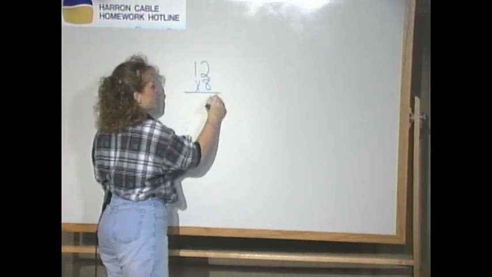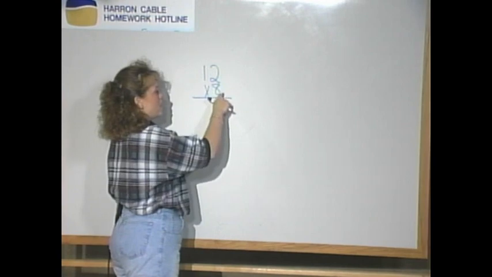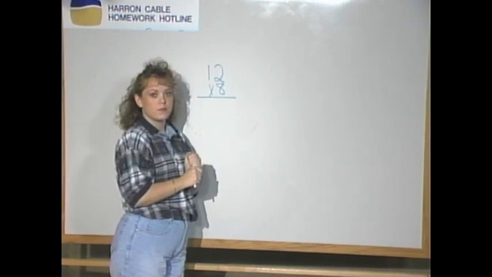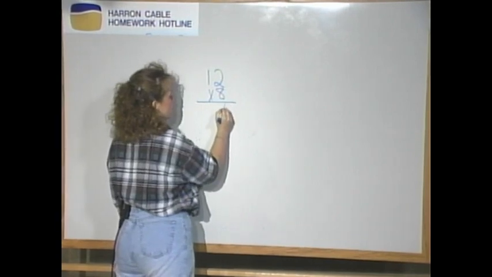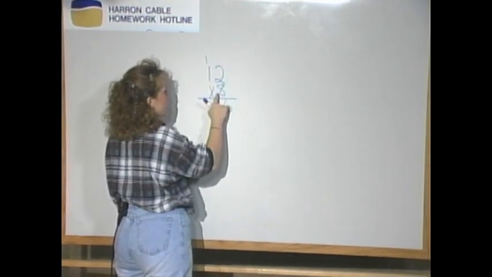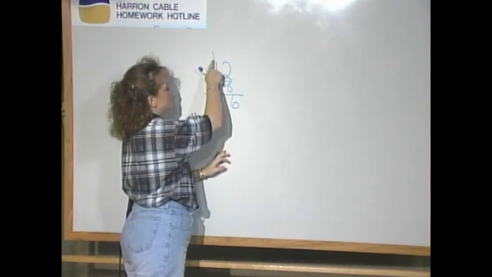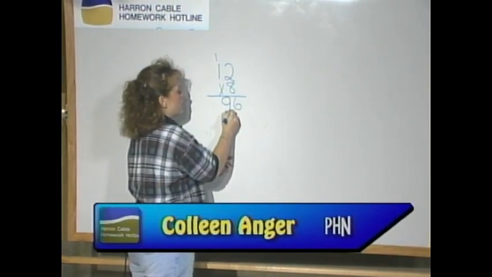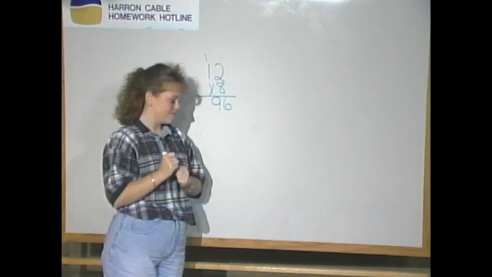Nothing better than a good clean whiteboard, is there? First, you're going to start over here. What's 8 times 2? 16. And you write your 6, and you carry your 1. And 8 times 1 is 8, plus 1, 9. So there's your answer. Okay? Yes. Oh, we got the answer. Okay. Have a good night, Geraldine. Bye.